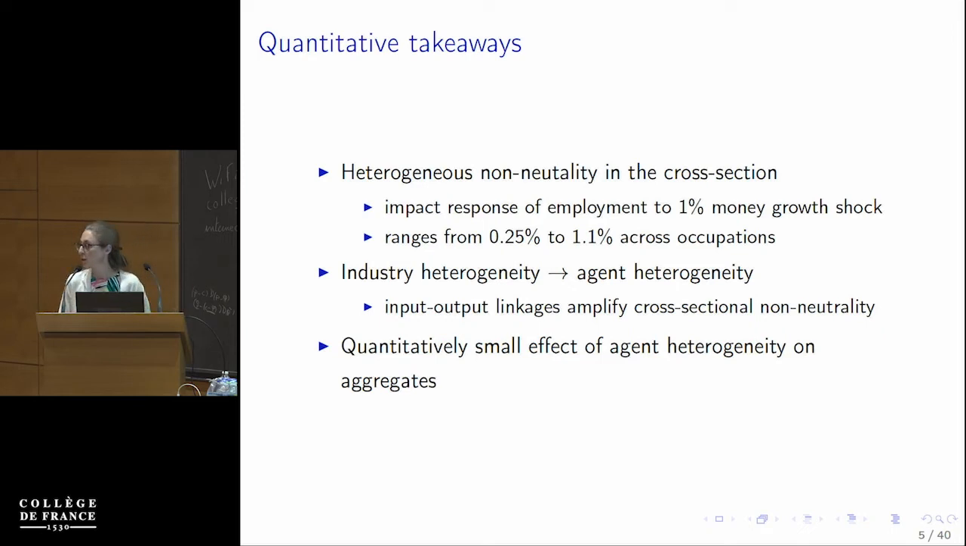Sorry, when you talk about heterogeneity in price stickiness, you're talking about price stickiness or wage stickiness? So I have both in the model, but it turns out that the price are going to matter more. The price matters more. Yeah, and the presence of the network. I will show the quantitative results at the end.